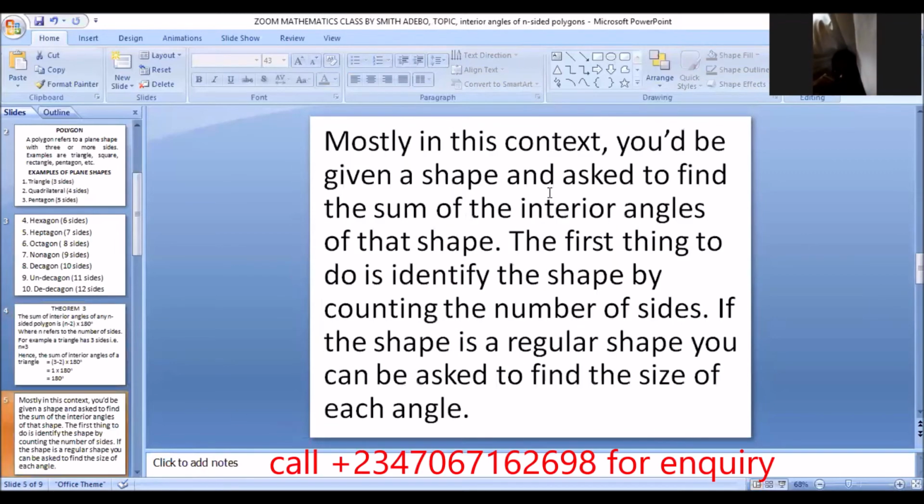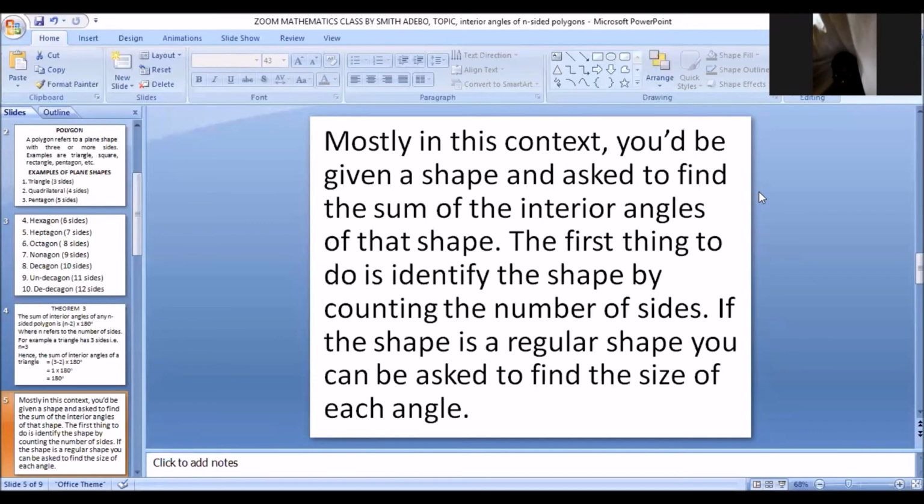Now, I made it clear that mostly in this context, you'd be given a plane shape and asked to find the sum of the interior angles of that shape. And the first thing to do when you're given a plane shape is to identify the shape by counting the number of sides. How many sides are in this shape?